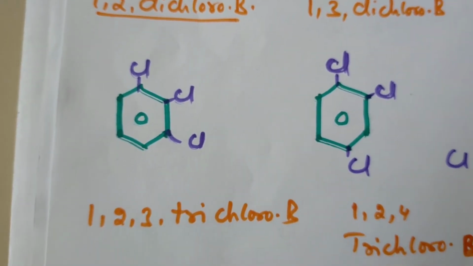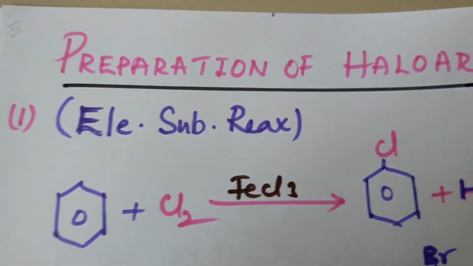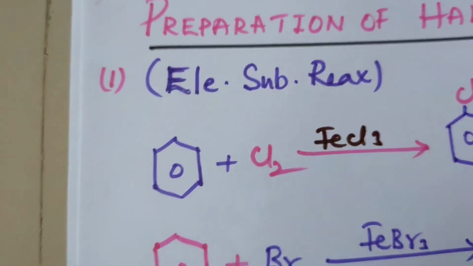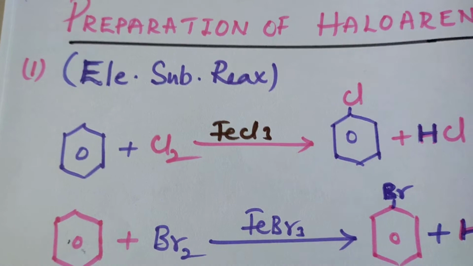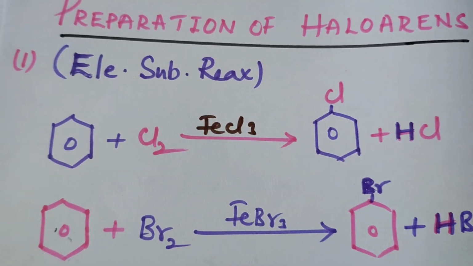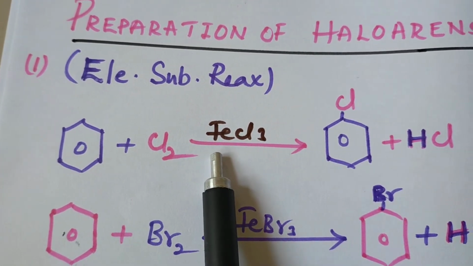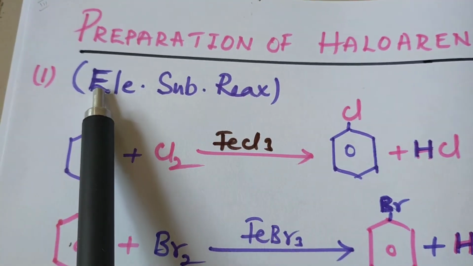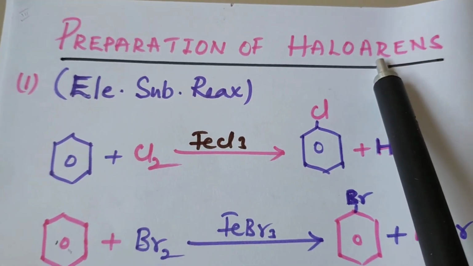Then comes the preparation of haloarenes. Here we take benzene and chlorine. When benzene and chlorine are treated with each other in the presence of ferric chloride, they form chlorobenzene and hydrochloric acid. This reaction is called an electrophilic substitution reaction. This is one method of preparation of haloarenes.